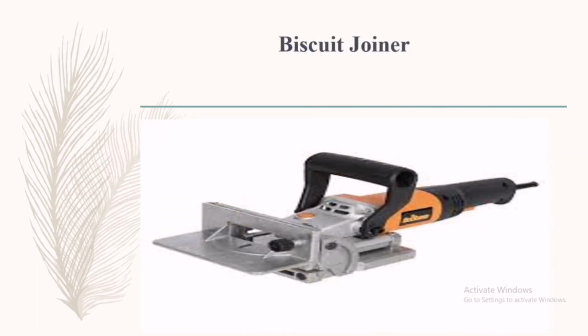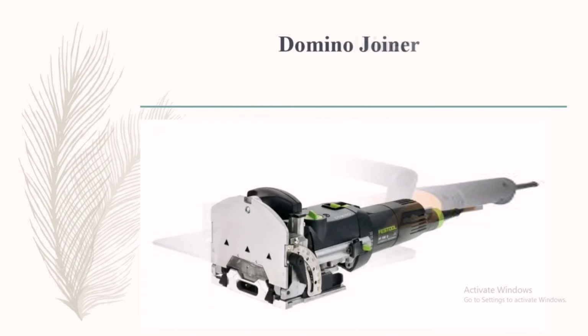Let us now move on to the different equipment used in carpentry. First one is the biscuit joiner. This kind of equipment or power tool is used to join two pieces of wood together. And then next is domino joiner. This power tool is a drill-like rotating cutter that cuts mortises in the manner same to a biscuit joiner.